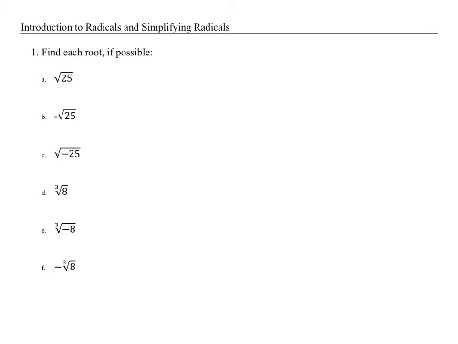Now, the square root of 25 is 5. Negative square root of 25, we bring the negative out because it's in front. Square root of 25 is 5. Now the square root of negative 25 is not a real number. Now you might be saying, why? Why couldn't it be negative 5?